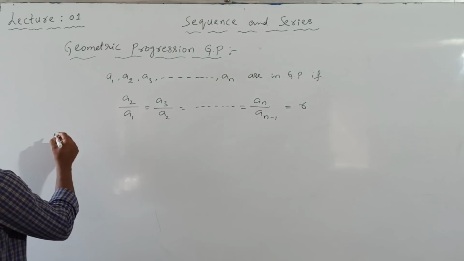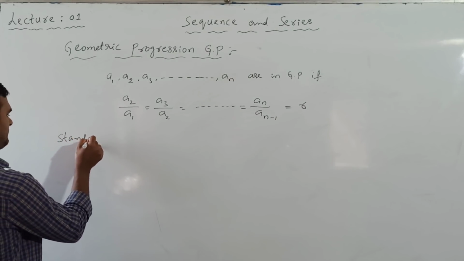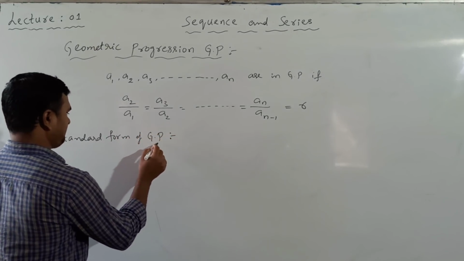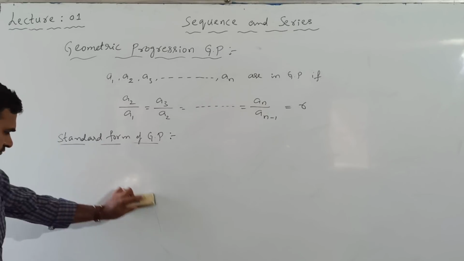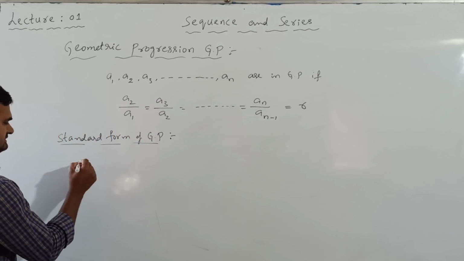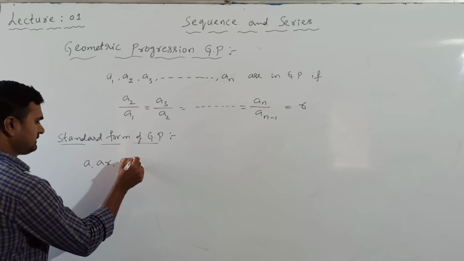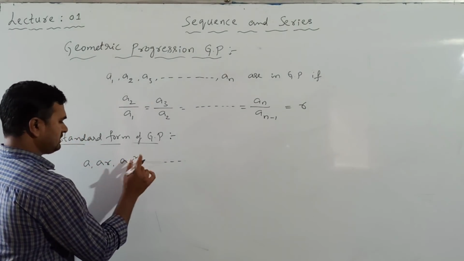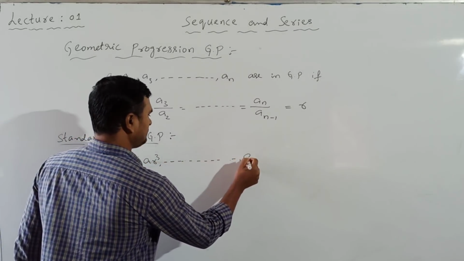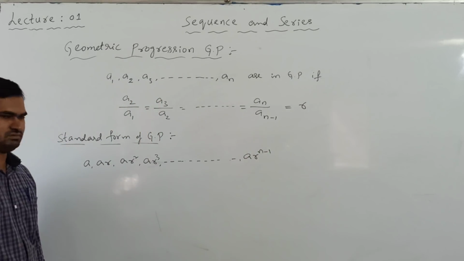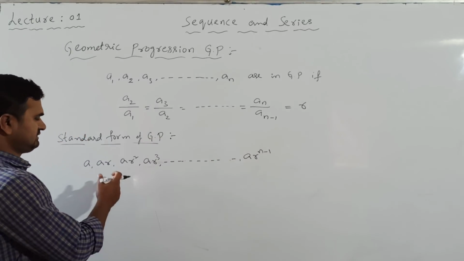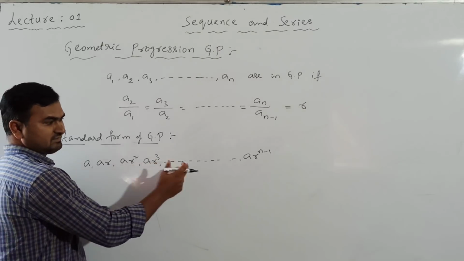Now we will see the standard form of GP. When solving problems, we usually take the GP like this: a, ar, ar squared, ar cubed, and so on, ar to the power n minus 1. These terms are taken as the standard form of GP because you can see the ratio between consecutive terms is always the same.